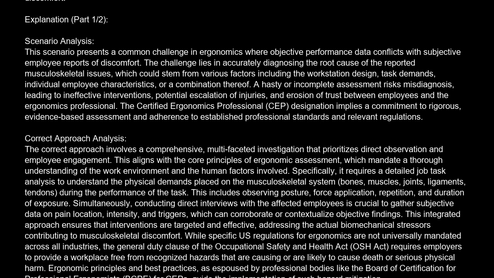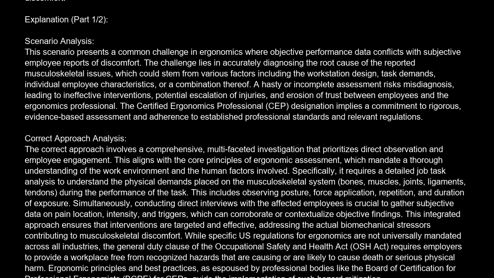This includes observing posture, force application, repetition, and duration of exposure. Simultaneously, conducting direct interviews with the affected employees is crucial to gather subjective data on pain location, intensity, and triggers, which can corroborate or contextualize objective findings. This integrated approach ensures that interventions are targeted and effective, addressing the actual biomechanical stressors contributing to musculoskeletal discomfort.